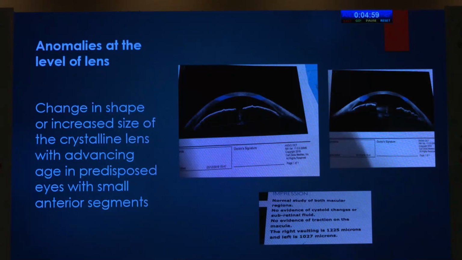Then there can be anomalies at the level of the lens also. There are changes in the shape or increased size of the crystalline lens with advancing age in predisposed eyes with smaller anterior segment. Like this patient who presented to us with acute angle closure crisis, and after lowering the intraocular pressure, when we did the anterior segment OCT for this patient, we found the lens vault in the right eye was 1,225 microns, and in the left eye it was 1,027 microns. So for this patient, we did a clear lens extraction with PCIOL implantation, and the patient is now doing very well without medications and having open angles.